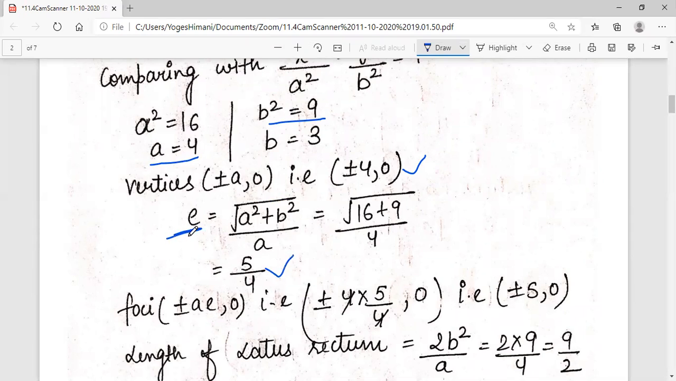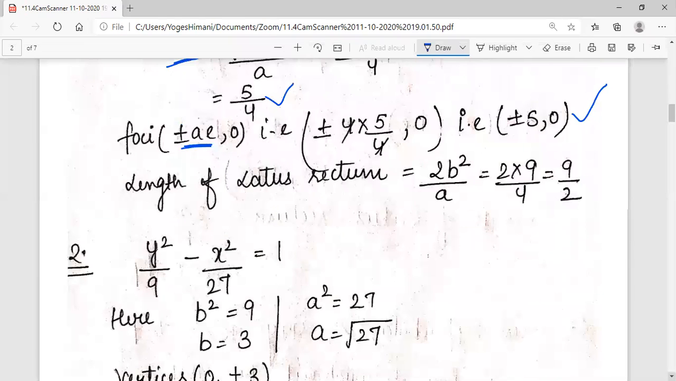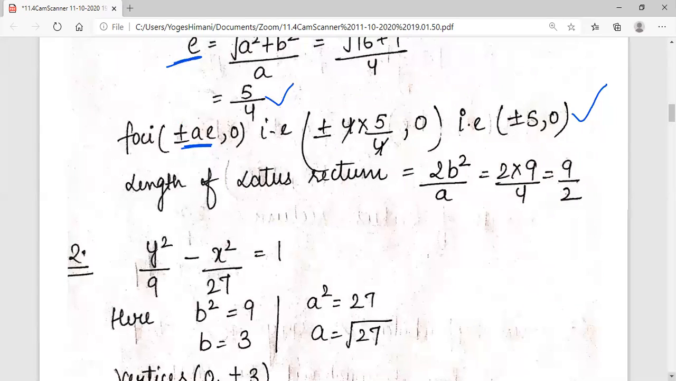Because we have to find focus point, and focus point formula is plus minus ae. We need e. Put the value of a and b, and focus point are plus minus 5 comma 0. Last thing, we have to find latus rectum. What is the formula for latus rectum? 2b square by a. 2 into 9 by 4, that is equal to 9 by 2.